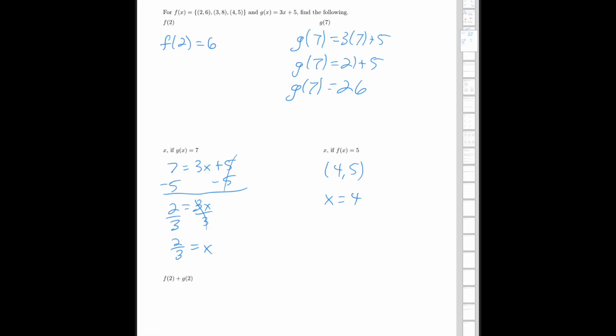And if I want to do f of 2 plus g of 2, I find f of 2, which is 6, and I find g of 2 by plugging 2 into the equation.